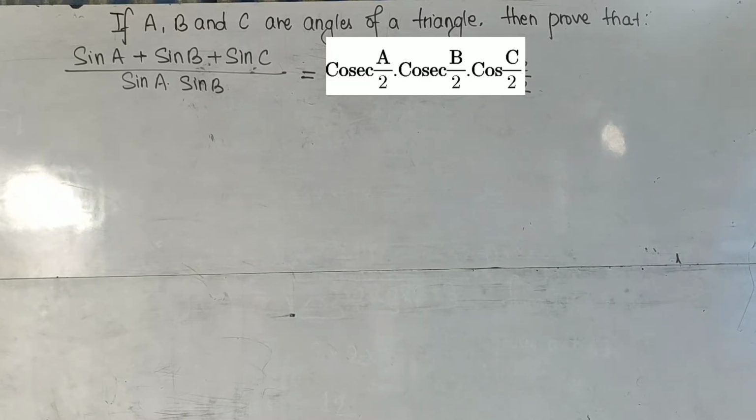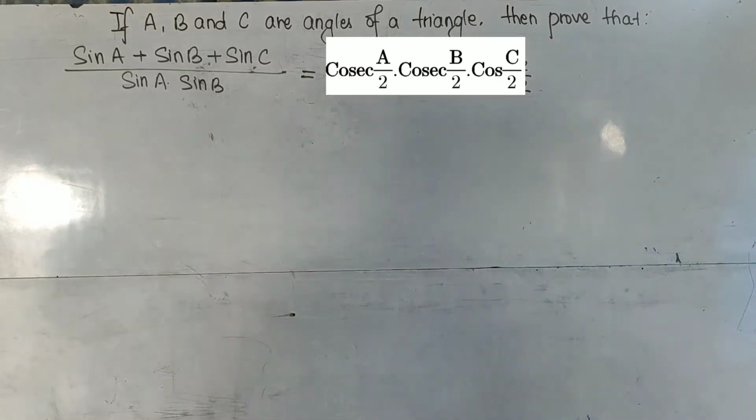Okay, now you have been told that A, B and C are the angles of a triangle. So if this is the condition, then you have to prove that (sin A + sin B + sin C) / (sin A · sin B) = sec(A/2) · sec(B/2) · cos(C/2). So here we go.